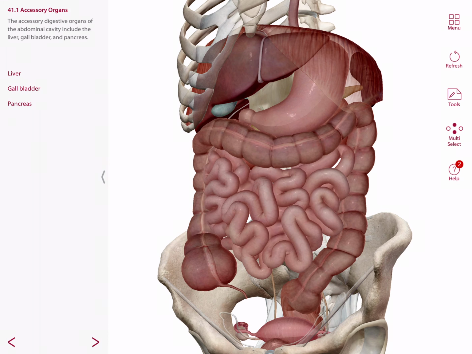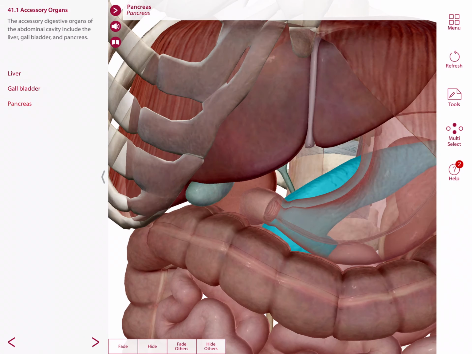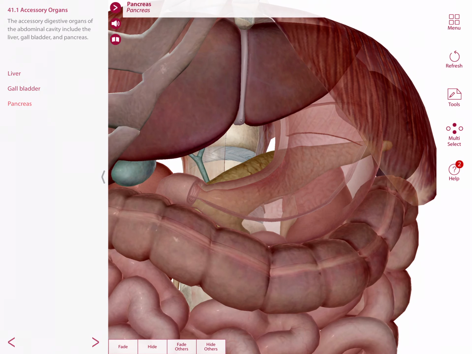Now we're going to talk about the accessory organs. First up is the liver, then we've got the gallbladder, and last but not least we've got the pancreas.